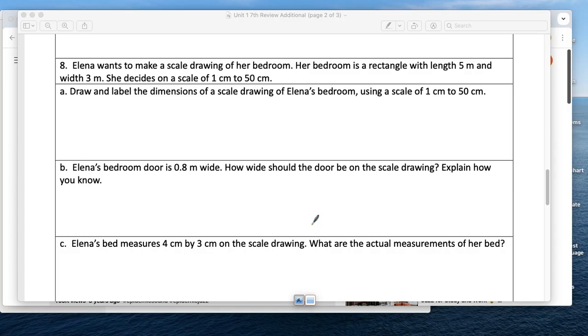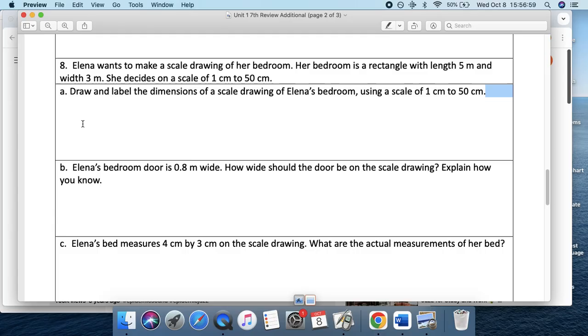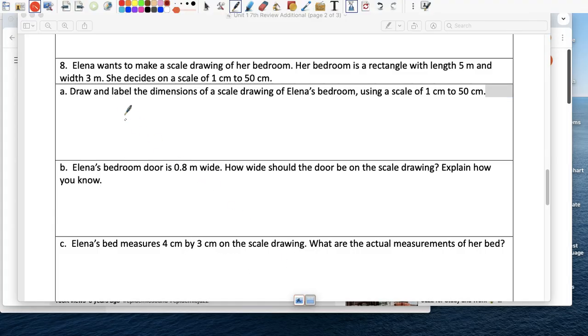Allie wants to make a scale drawing of her bedroom. The bedroom is a rectangle. Let's draw the bedroom, which measures 5 and 3 meters. So 5 meters, and in real life, 3 meters. She decides to use a scale of 1 centimeter to 50 centimeters.